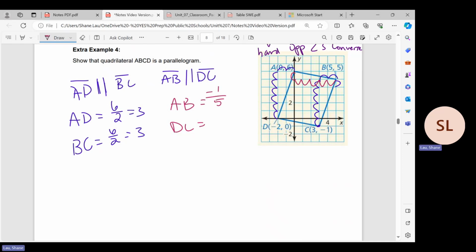The same thing for DC. Start at D because it's the leftmost point. Go down 1 unit. 1, 2, 3, 4, and 5. So we can prove that this is a parallelogram. Very good.